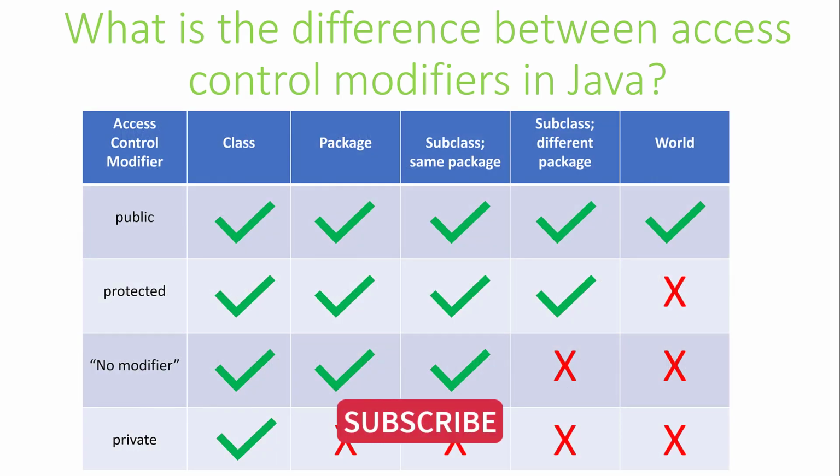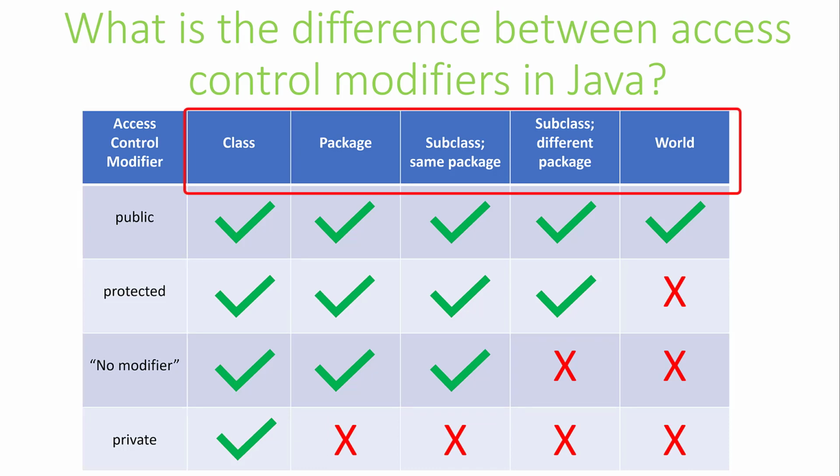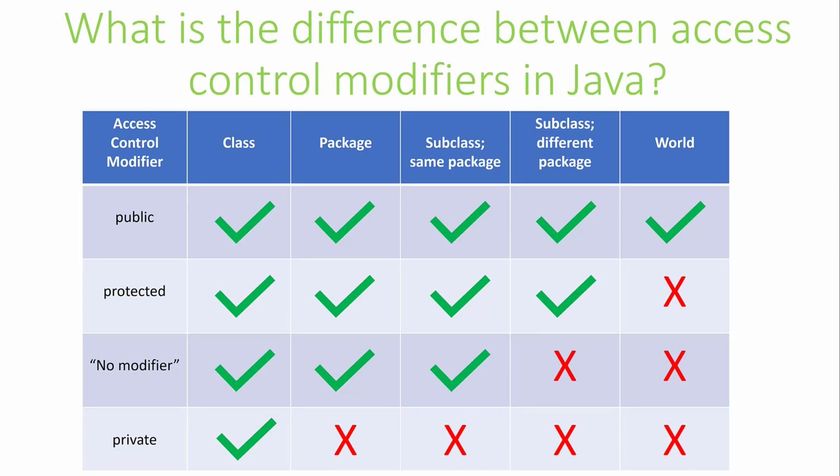Here we see a chart of the different access combinations. The access modifiers are listed in the left column, and the locations where they may be accessible from are listed along the top row. The green check marks represent where access is allowed. The red X's indicate where access is prevented by the access modifier and code location combinations.